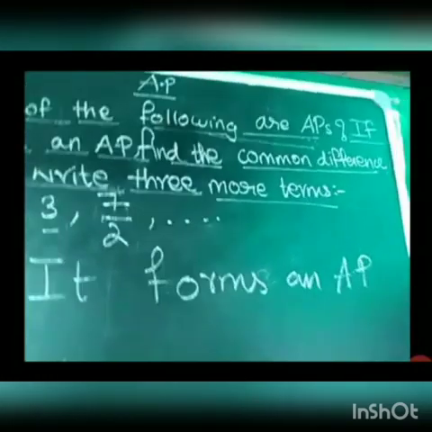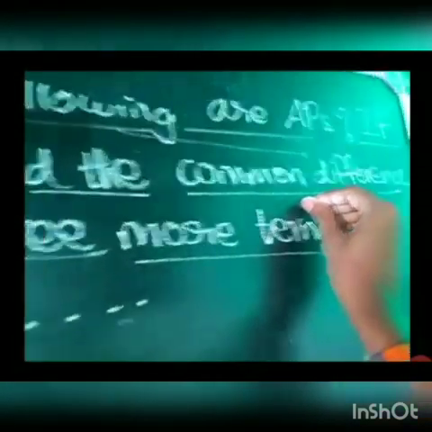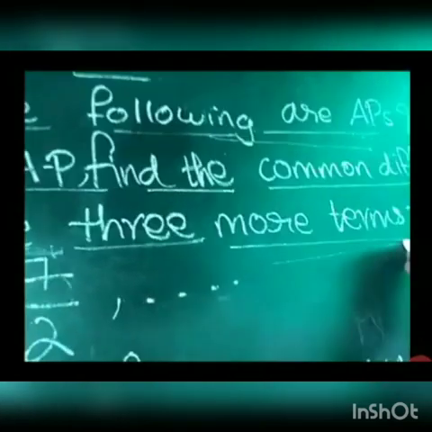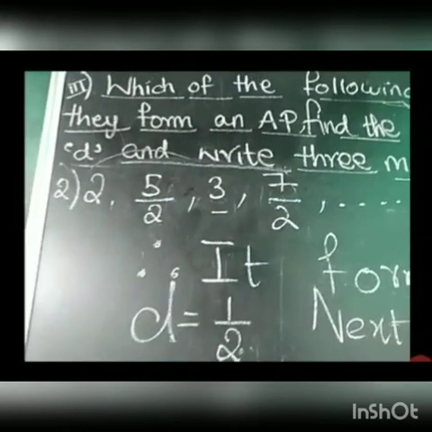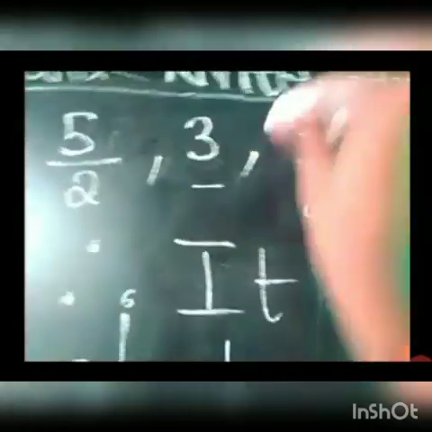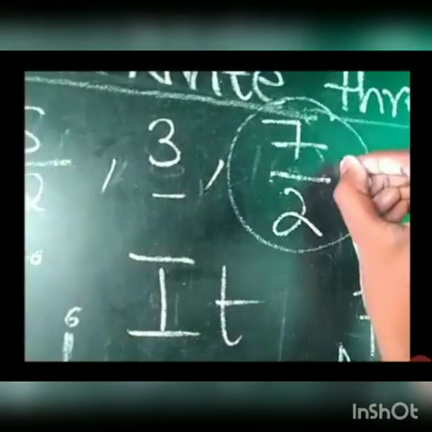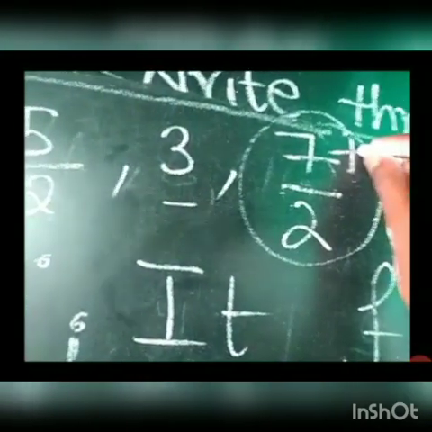After you concluded that it forms an AP, you need to find two things. One is you need to find the common difference and another is you need to find the 3 more terms. So the common difference we got as 1 by 2. Please write along with me, everyone. And the next 3 terms. How to write the next 3 terms? In this sequence go for the last number mentioned. The last number they have mentioned is 7 by 2. So to that 7 by 2 you add the common difference value you got.